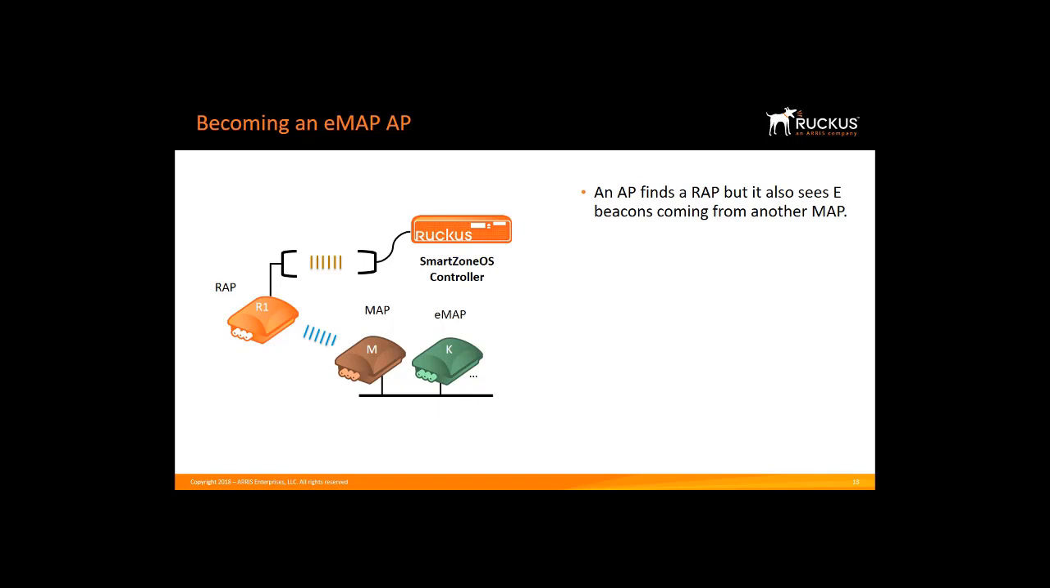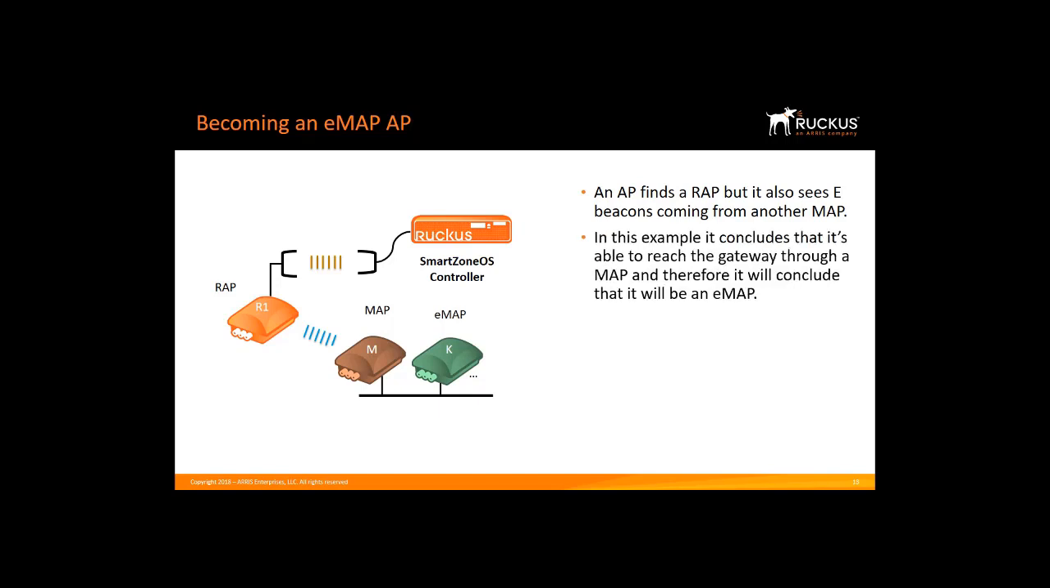How does an AP become an eMAP? If the AP is able to find the root access point, but it's also seeing e-beacons coming from another map, it can conclude that it is able to reach the gateway through a map, and therefore it will conclude that it is an eMAP AP.